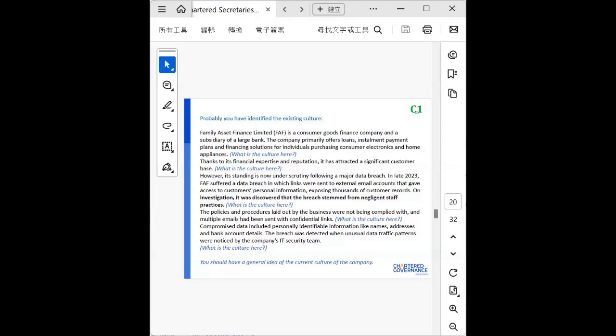So you have to identify the type of culture that is existing in this company. And then thanks to the reputation and the financial expertise, it has attracted a strong customer base. So this culture suggests professionalism and credibility. I mean, that's also seen when we discuss the culture. We also have mentioned this point as well.